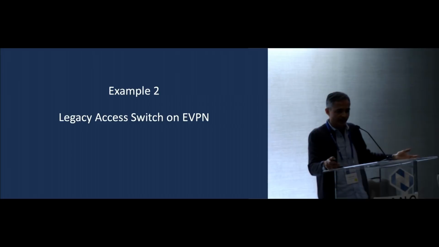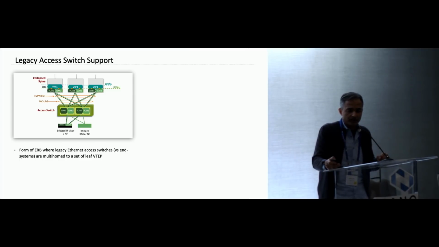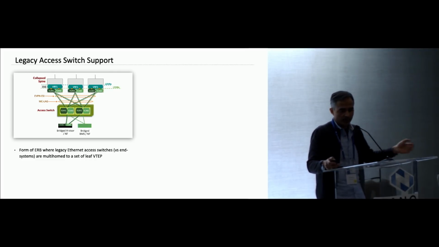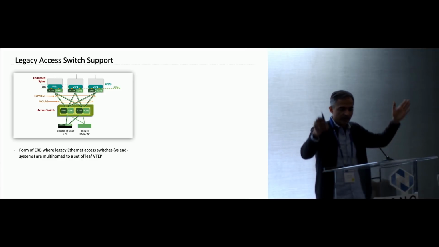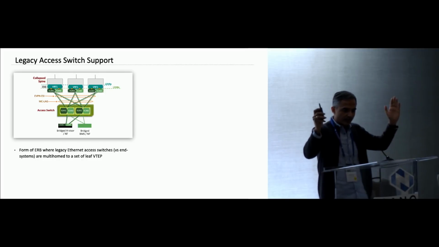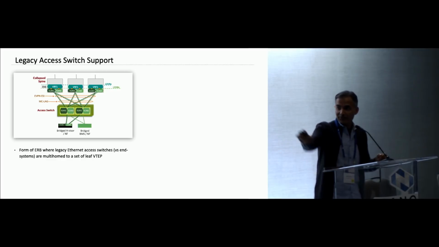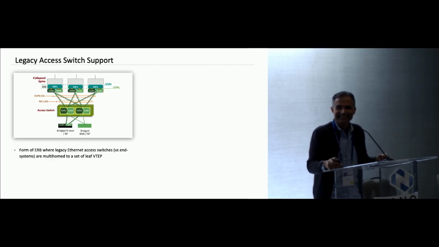Okay, example 2. Now we have legacy access switches, and we want to bring that into EVPN. In this example, I have these access switches. They don't support EVPN, but they support LAG or MC-LAG. And this is sort of a variant of edge routed bridging. I have a set of EVPN leaves, right? I'll call the set the collapsed spine. The man who coined the word is right there, Damien.